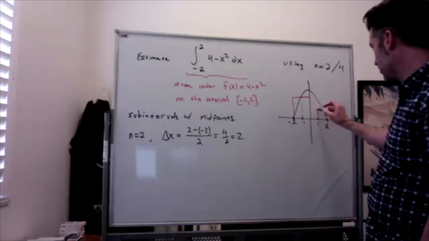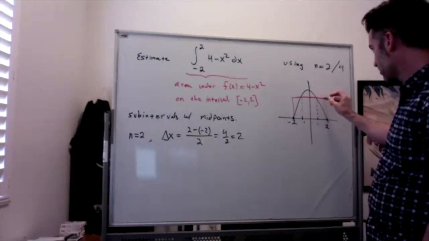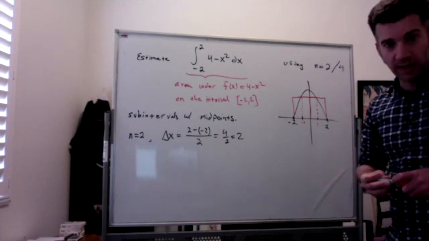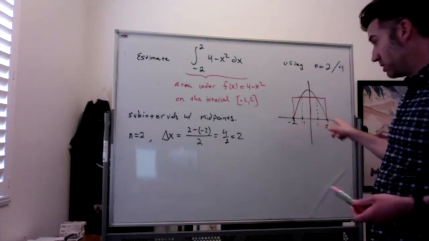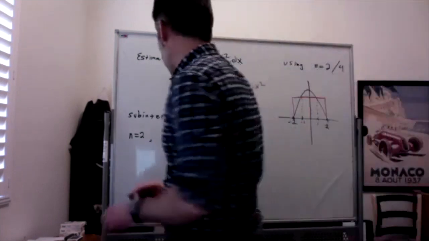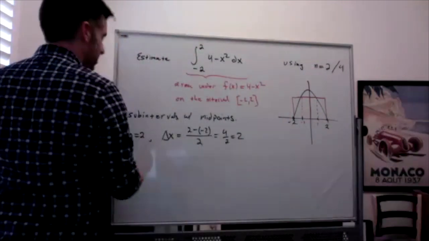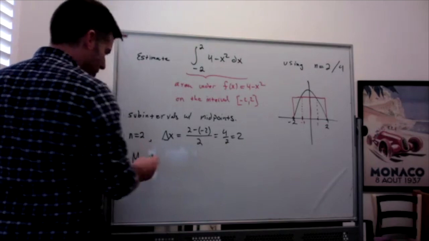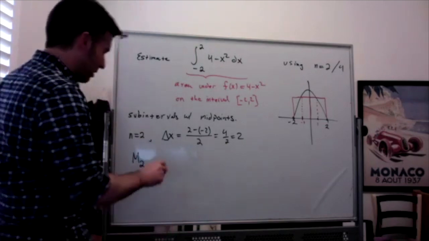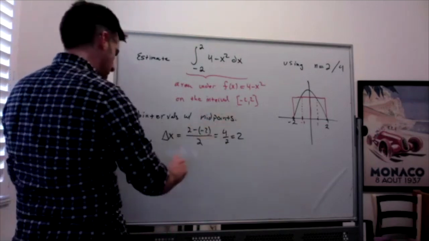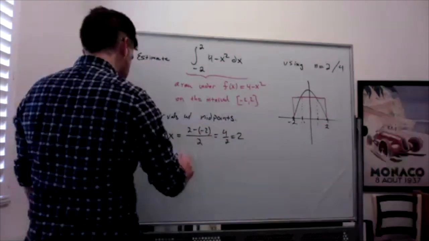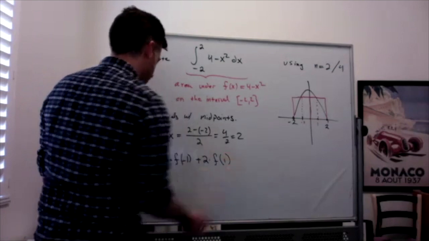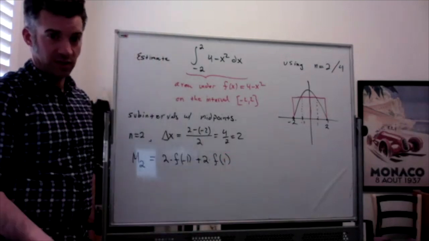Same deal here. So those are our 2 rectangles with n equals 2, using the midpoints to find the heights. So I guess this is going to be the midpoint approximation using 2 subintervals. That's going to be my base times my height plus my base times my height: 2 times f of -1 plus 2 times f of 1.